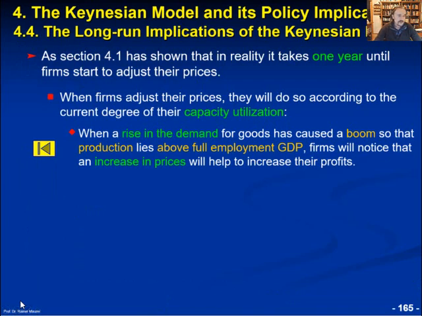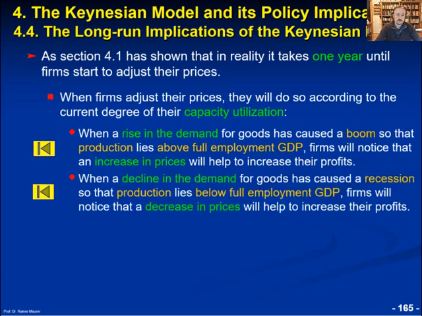So, if after 1 year firms consider an adjustment of their prices and they are in a boom situation, they have higher production costs, and therefore they will hand over these higher production costs to their customers, and therefore they will increase their prices. As a result, it makes sense to assume that in a boom period, firms will in the long run increase their prices.